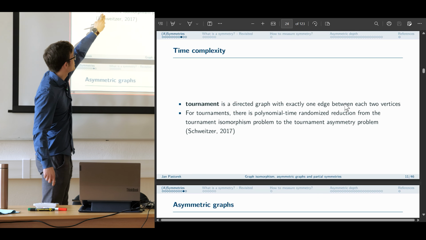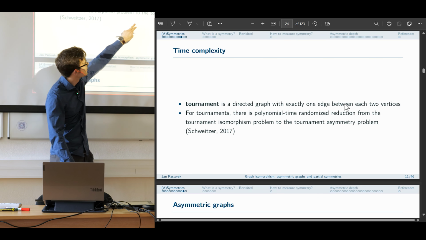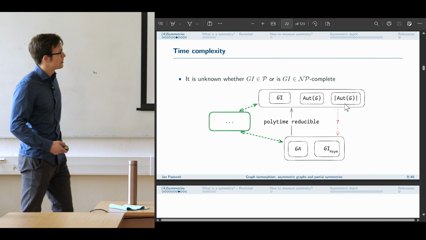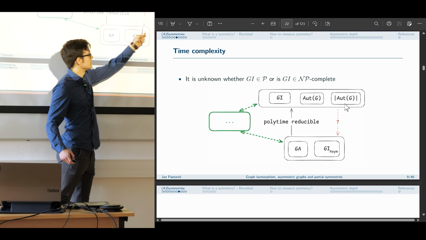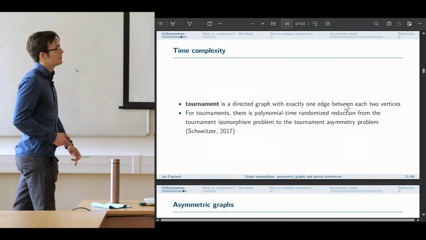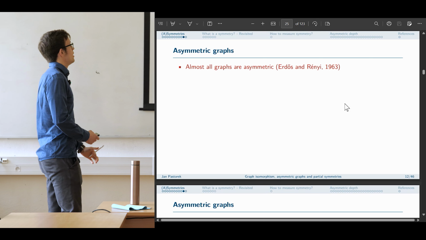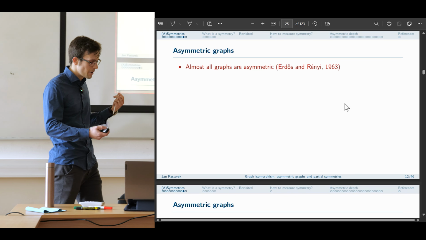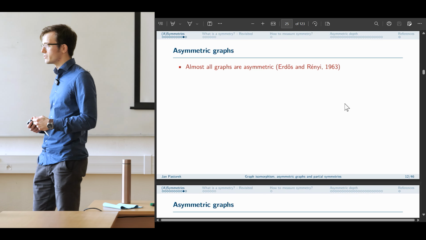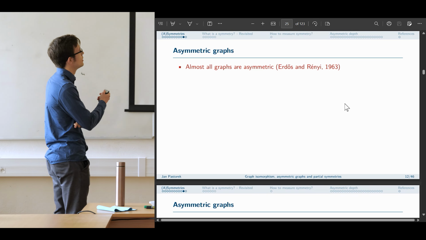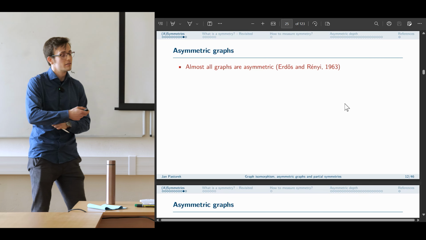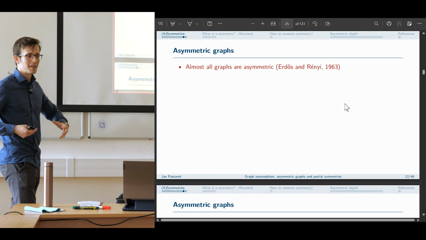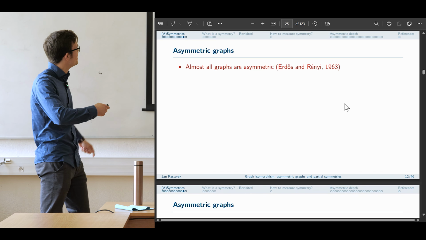So for tournaments, the tournament isomorphism problem and the tournament asymmetry problem are equivalent in this sense. So for tournaments, this is solved. But we do not know for general graphs. So now we come to asymmetric graphs, and as you can see, we want to somehow understand them more to better understand this relation and possibly the reduction. And by the result of Erdős and Rényi, Erdős is like Hinton for AI. I'm trying to make some analogies so that we find common ground.